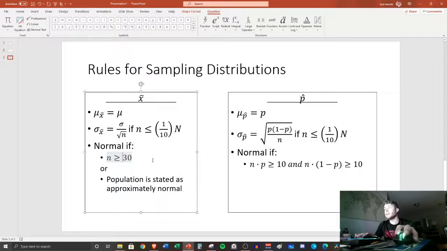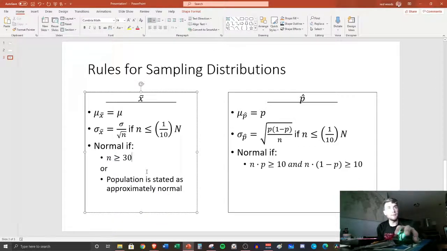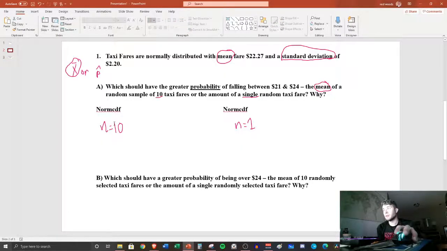Equation n is greater than or equal to 30. Is that our case? Well, look at our n's. No, they are n equals 10 and n equals 1. So right now it doesn't seem like these distributions are going to be normal.